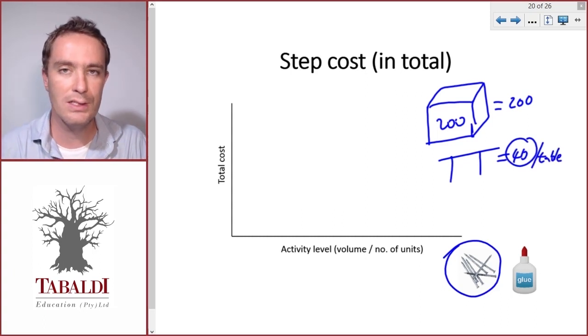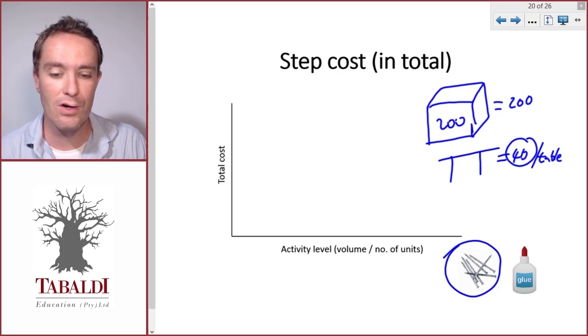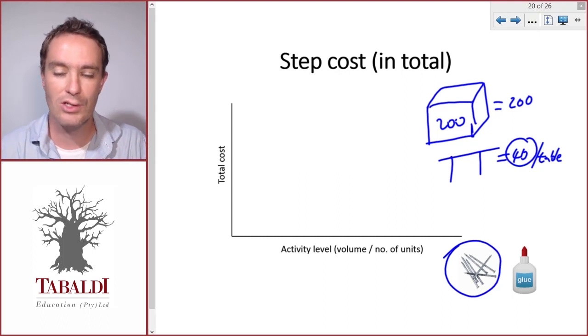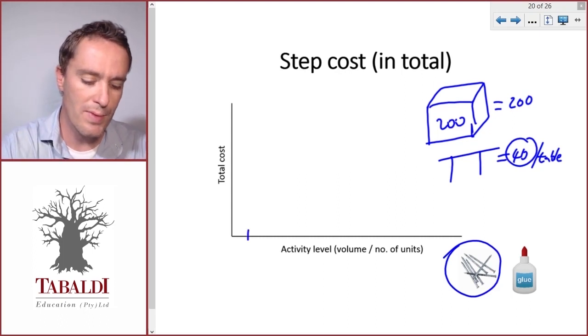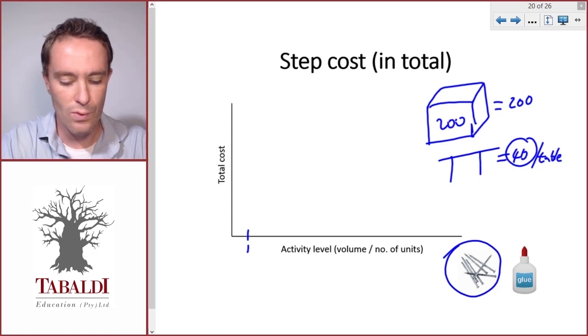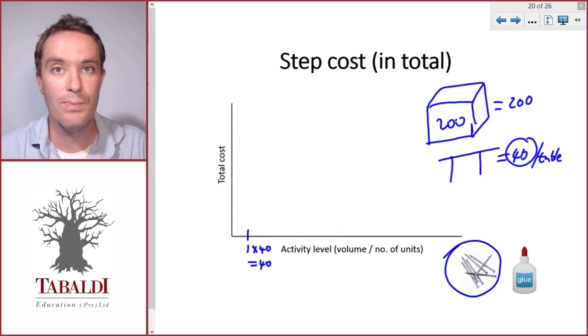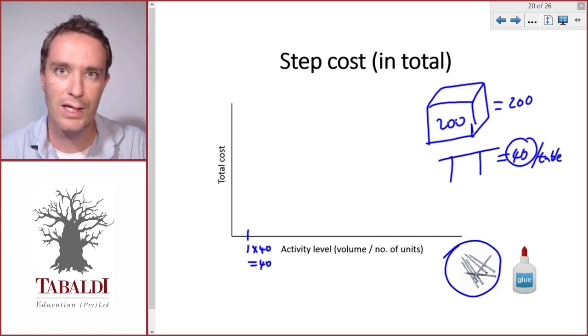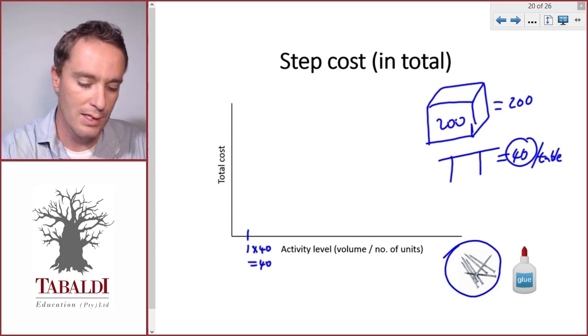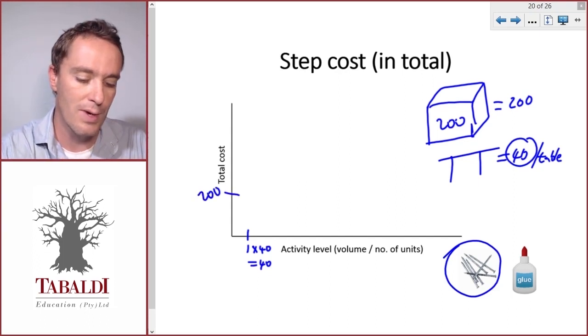So let's plot these costs on our cost behavior graph to see how this cost behaves. So when we make the first table, we need 40 nails, and that means we need to buy a box of nails, and we'll get 200, but we only use 40. So it will cost us 200 to buy this box.